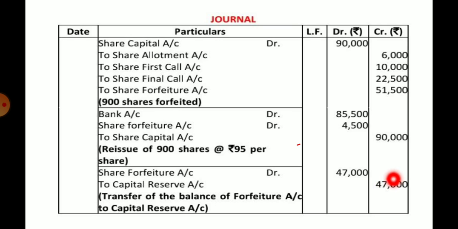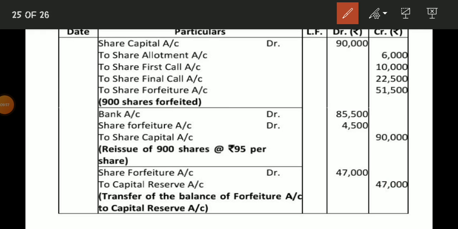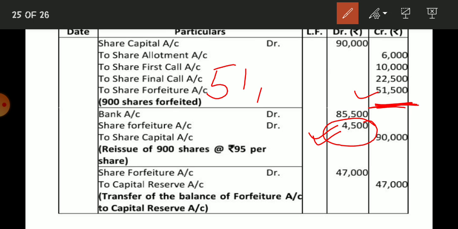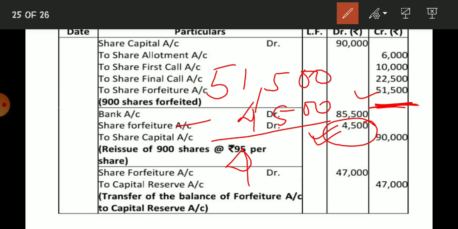Okay, so how 47,000? So 47,000 is calculated as share forfeiture account, okay, and in the share forfeiture account, again whatever the less amount on the discounted amount the company issued the forfeited share. So 51,500 is less by the share forfeiture account and you will get 47,000, right? So it will be transferred to capital reserve.